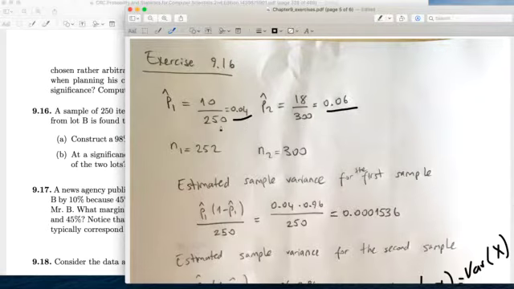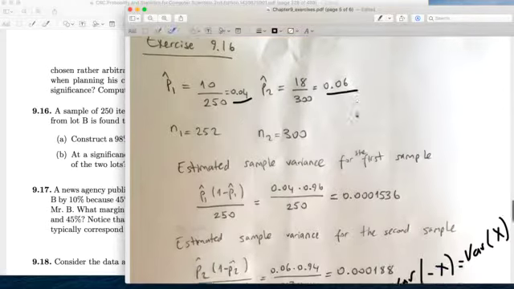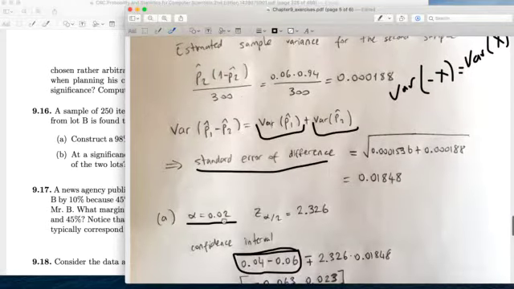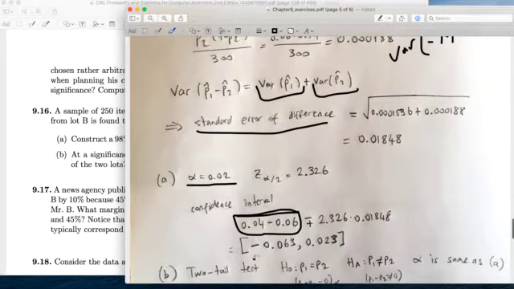Can we say lot A always has fewer defective items than lot B? Not at this confidence level, not at the 98% confidence level. Our confidence interval contains negative numbers, and it also contains positive numbers. What does it say? It tells us that sometimes lot A may have more defective items than lot B.